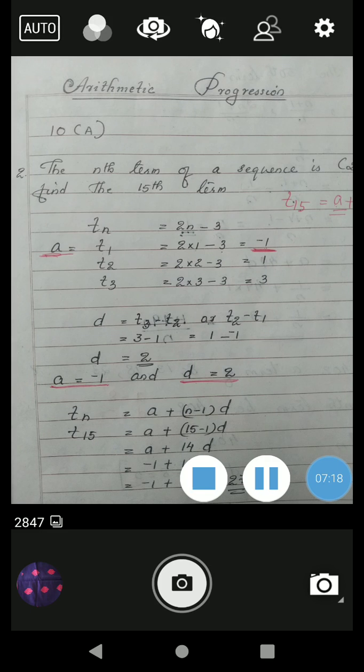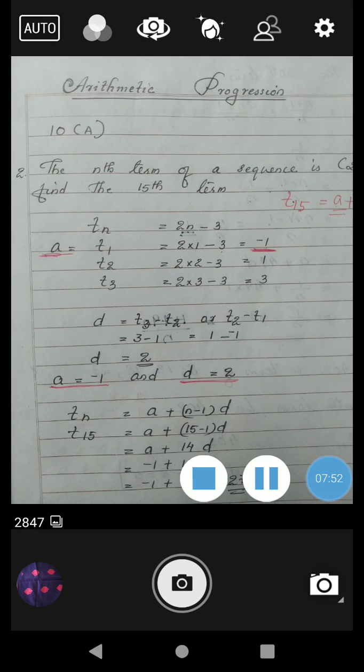Now we can do some questions. Exercise 10A. Question number 1. Which of the following sequences are in arithmetic progression? First is 2, 6, 10, 14. So the common difference is 4. 2, 6, 10, 14. We can find the next number, 18, like that, no? Therefore, that is in arithmetic progression.